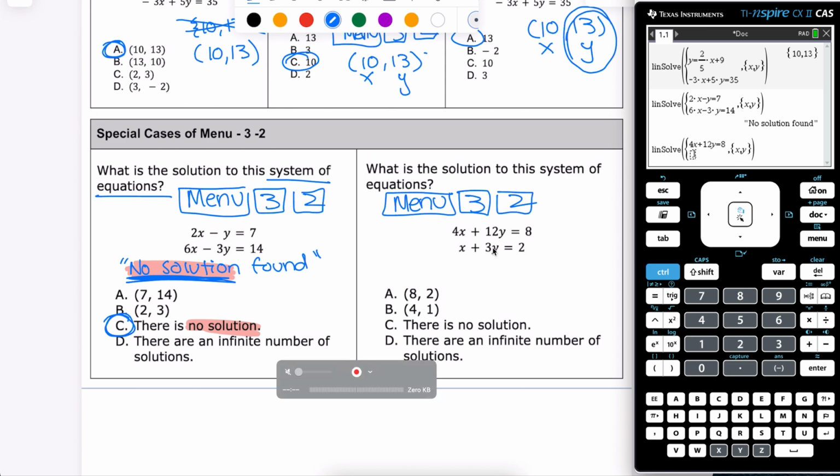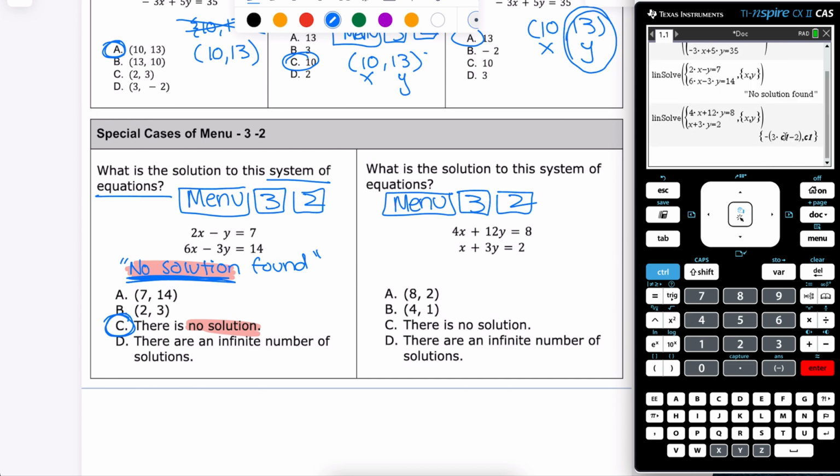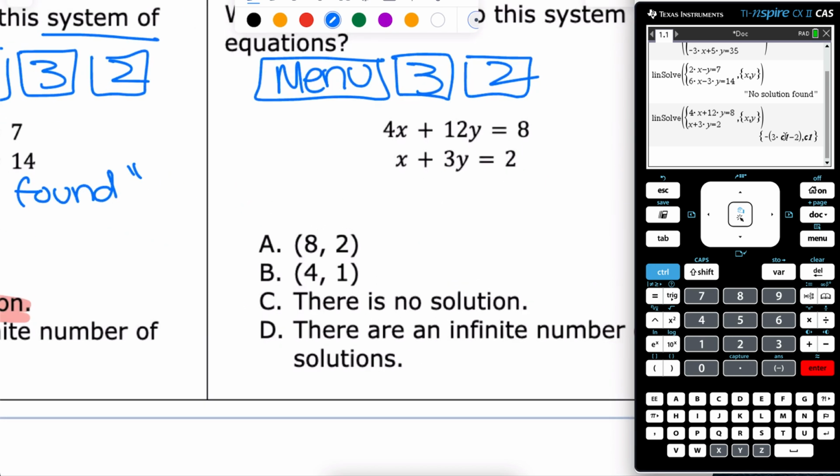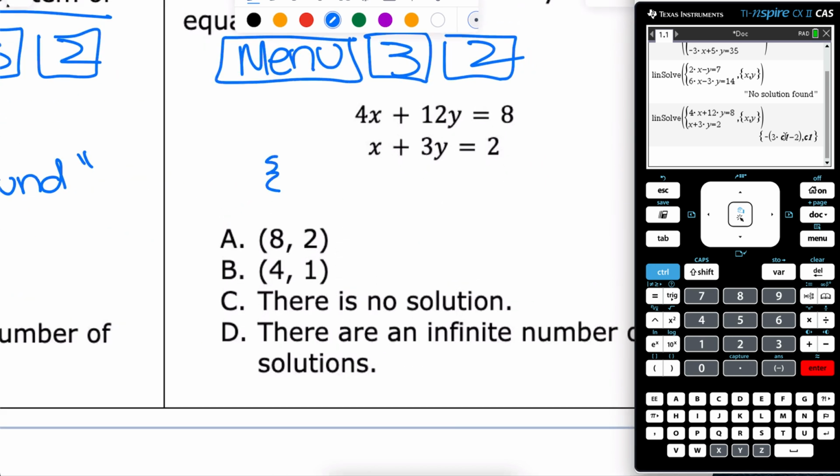And in the second box, we're doing the next one. X plus 3y equals 2. Once I got everything typed in, I'm going to press enter. And it gave me this crazy looking answer. Okay, it gave me this negative 3 times c1 minus 2, parentheses, comma c1, all this craziness.